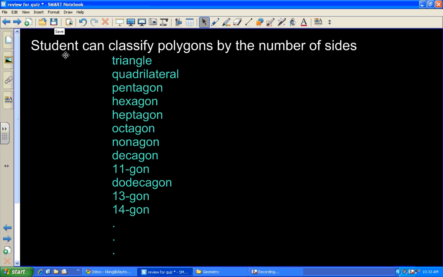Next learning target is just a memorization one. Can you classify by the number of sides? Here is your list. You should have this in your notes. It starts with 3 sides, so triangle, quadrilateral, pentagon, hexagon, heptagon, octagon, nonagon, decagon. And remember the ones that don't have names? We simply put the number of sides, dash, gon. So an 11-sided figure is an 11-gon. And we have dodecagon, and then 13-gon, 14-gon, 15-gon, 27-gon. That's simply: can you look at the number of sides and know what its name is? Nothing else to that.